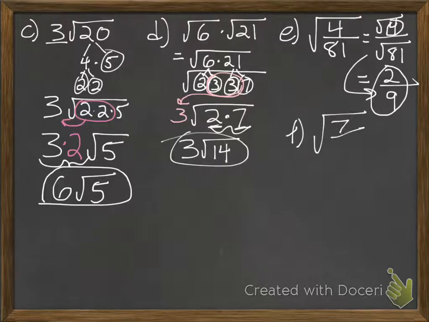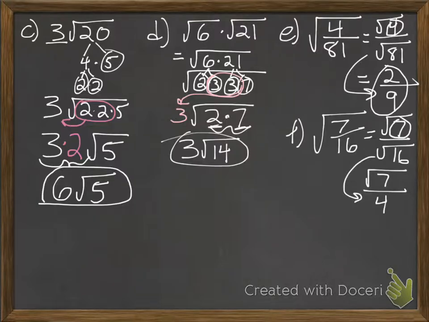This one I have the square root of 7 over 16. So I'm going to square root the top, and I'm going to square root the bottom separately. Now 7 is prime. I can't break that down, so I'm stuck with the square root of 7 in the top, but in the denominator the square root of 16 is 4. And this is actually a fine simplified answer. I have no perfect square factors in the top, meaning I can't break 7 down into the product of any repeating factors.